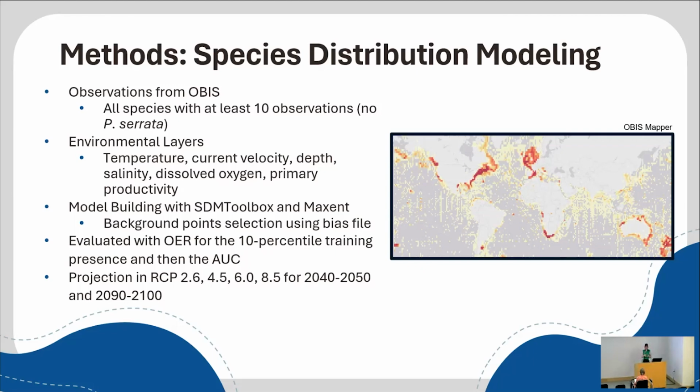I evaluated each of my models with the omission error rate for the 10 percentile training presence. And then if that was the same, I looked at the area under the receiver operating curve, or AUC. I also wanted to see how these species are going to do in climate change. So I projected each of my models into the future using the 4 major representative concentration pathways. These are emissions scenarios, starting with 2.6, which is the best case scenario, and 8.5, which is the worst case scenario. And I did this for 2040 and 2090 to 2100.